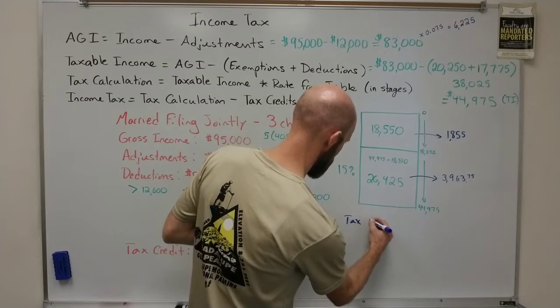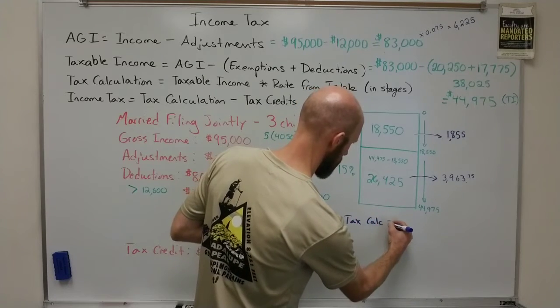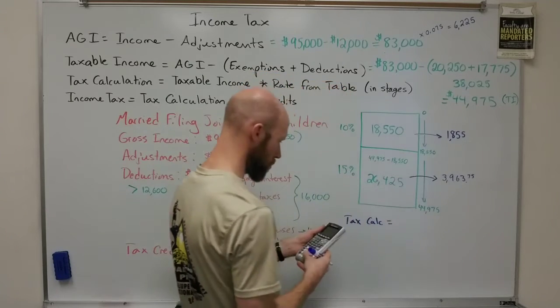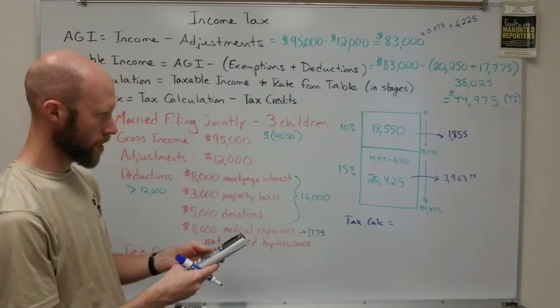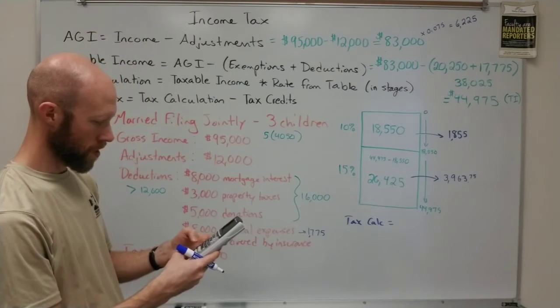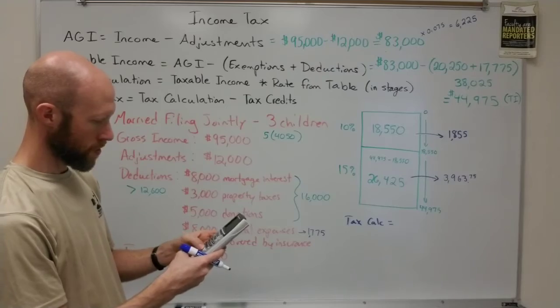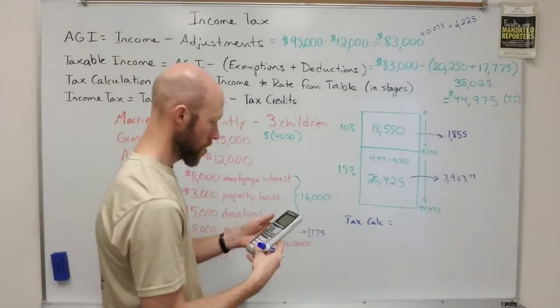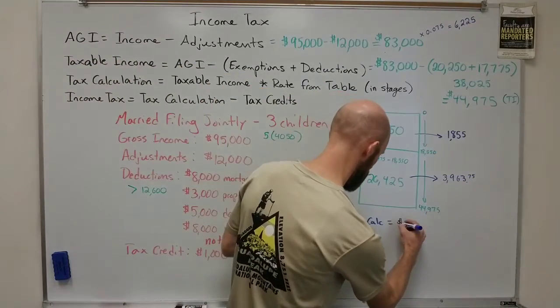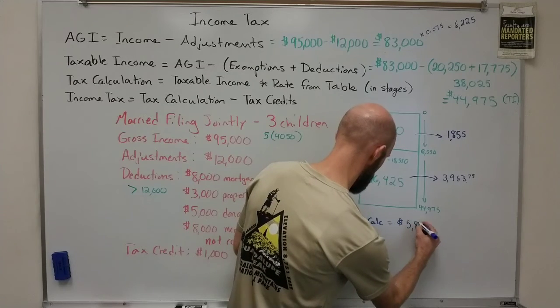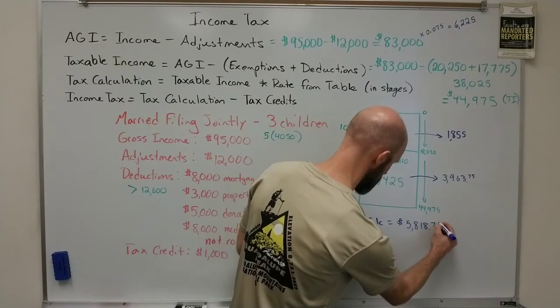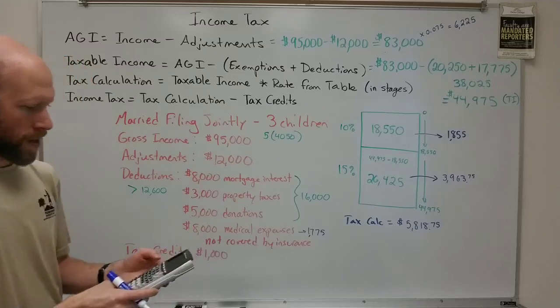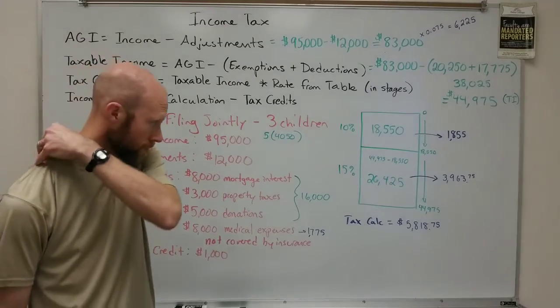So the tax calculation is the sum of those, which is $3,963.75 plus $1,855 is $5,818.75. So that's our tax calculation.